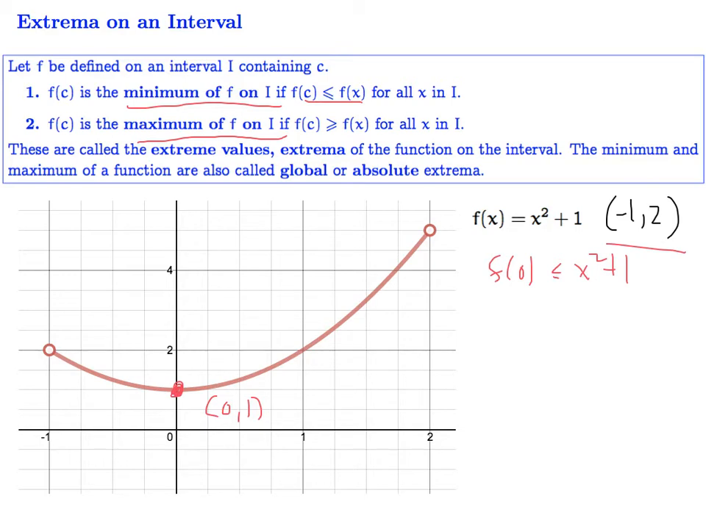This function, however, doesn't have a maximum. That is, this point over here, since it's not included in the function here at 2, is not a maximum. What we're doing is we're getting closer and closer to a maximum value, but we never quite hit it. So we don't have a maximum for this function, but we do have this minimum over here. So our only extremum is this minimum.